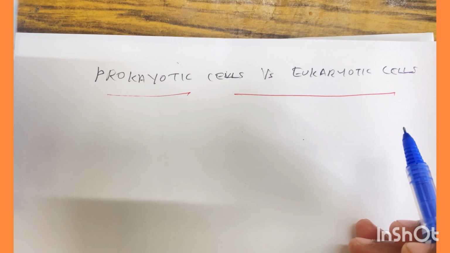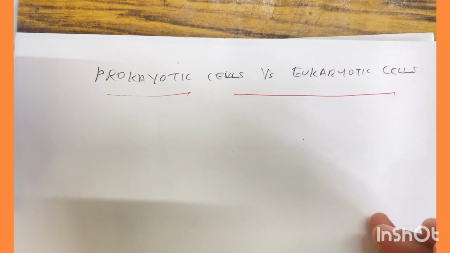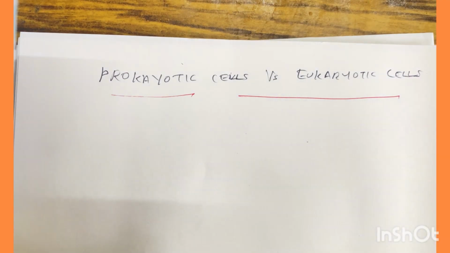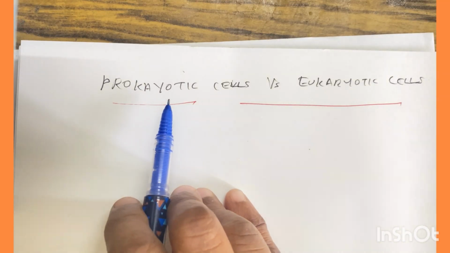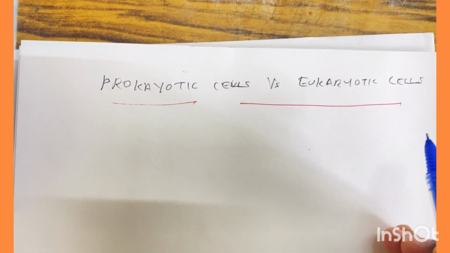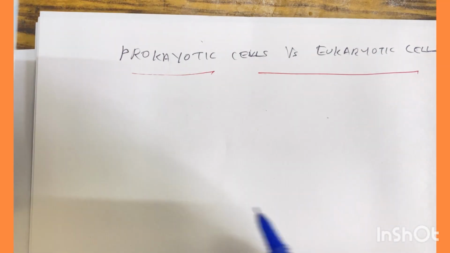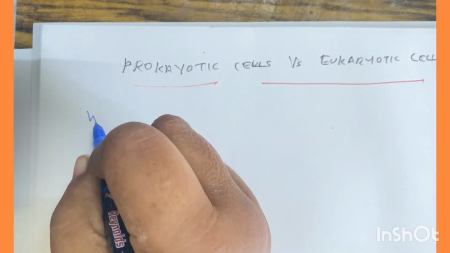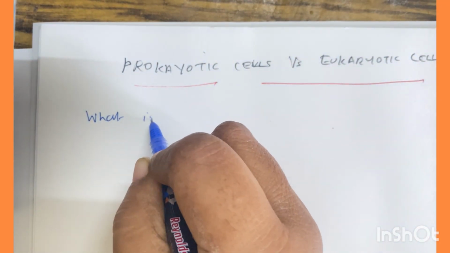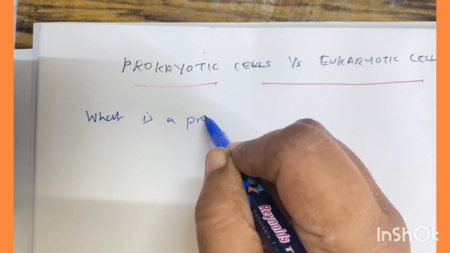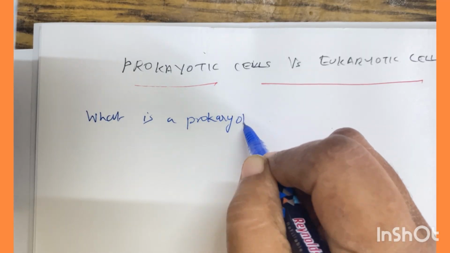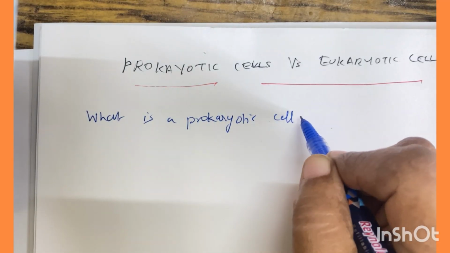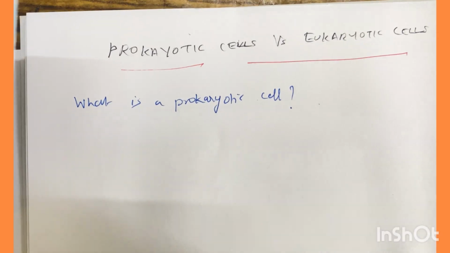Now, all the living organisms are made up of cells, as we have seen in our previous classes, and based on the presence and absence of the true nucleus, cells can be classified as prokaryotic cells and eukaryotic cells. Okay, so let us try and understand what is a prokaryotic cell. Okay, what is a prokaryotic cell?